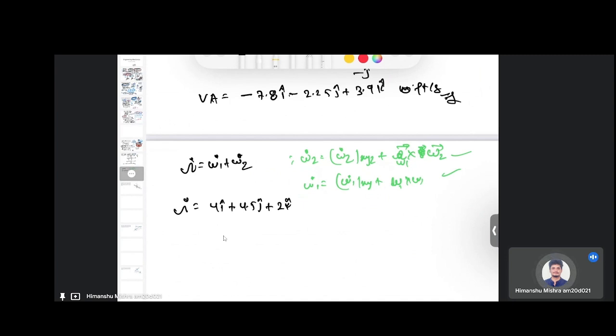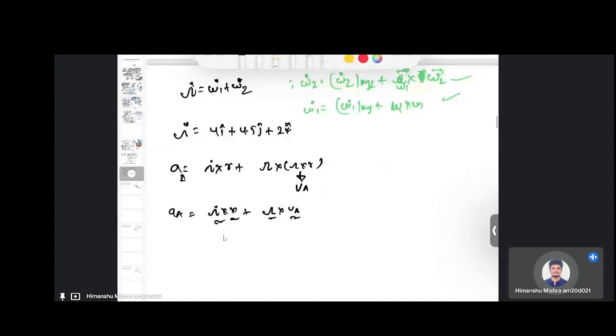So my acceleration will be omega dot cross r plus omega cross r. So this is my velocity vA. So its acceleration at point A will be omega dot cross r plus omega cross vA. So this underscore actually means that I am writing in the vector form.